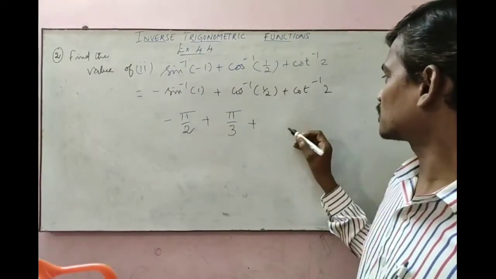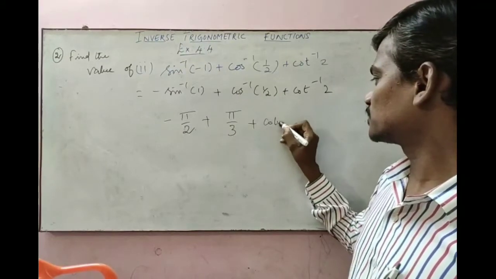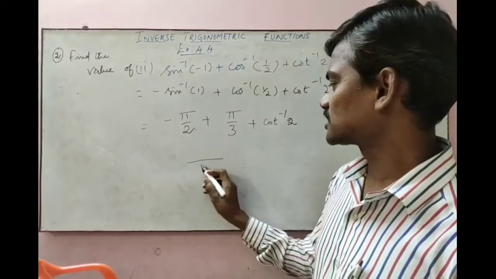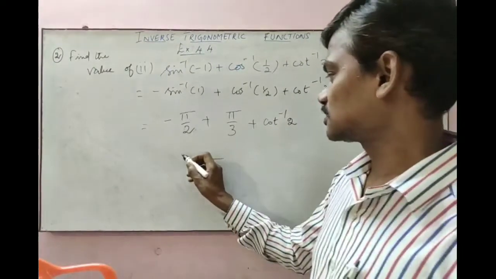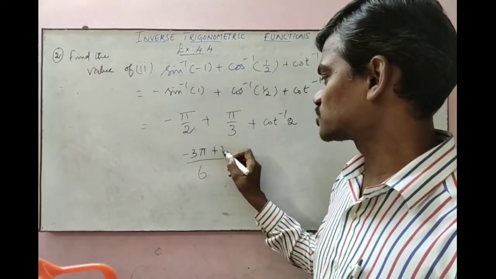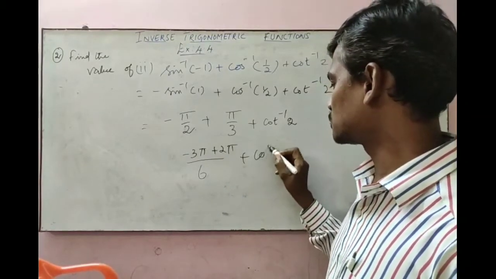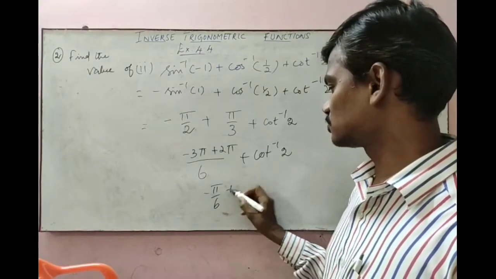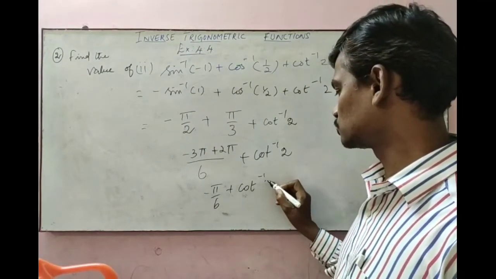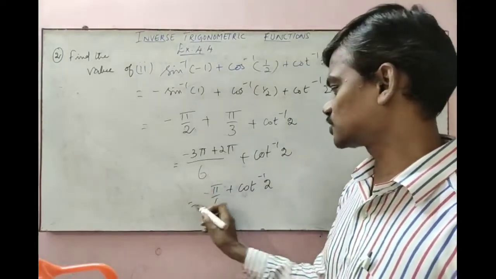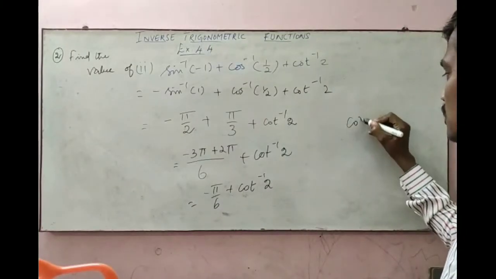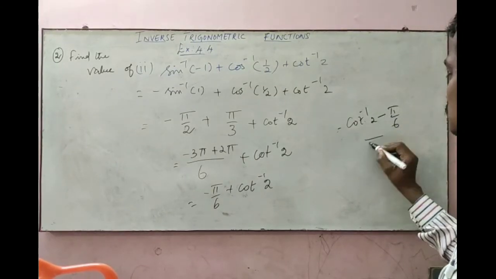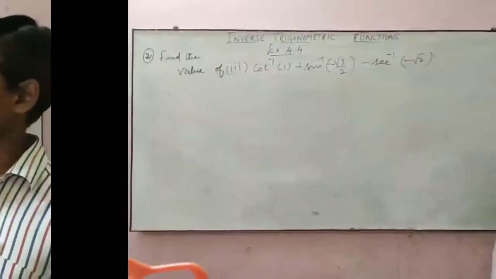We don't have any value for cot inverse of 2. So you bring this cot inverse of 2 as it is. Now you simplify these two. What is LCM? LCM is 6. Here minus 3 pi plus 2 pi plus cot inverse of 2. If you simplify this, you will get minus pi by 6 plus cot inverse of 2. Since the first term is negative, you can write this as cot inverse of 2 minus pi by 6. So this is the value of the second subdivision.